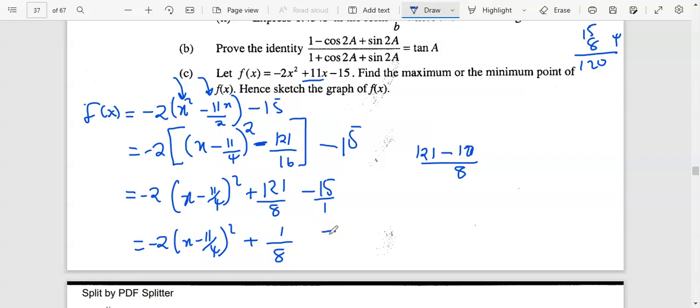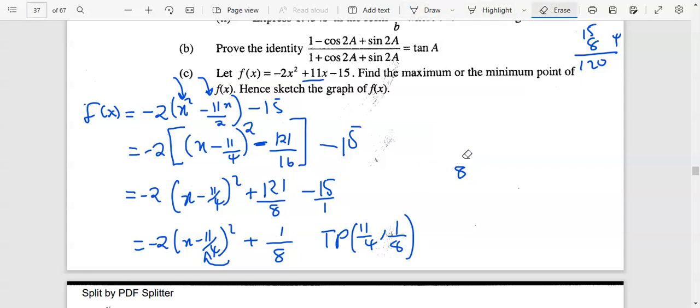So when you're writing the turning point, get what is inside here, change the sign. That will be positive 11 over 4, comma, what is outside, that is the y value, 1 over 8. That's how you determine the turning point.